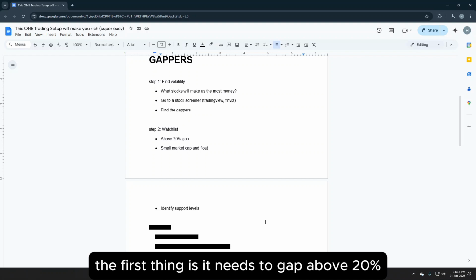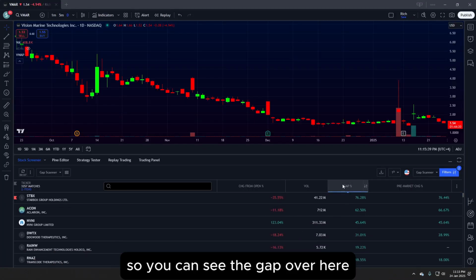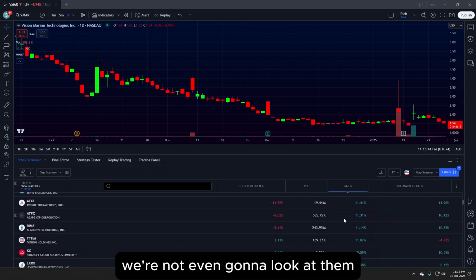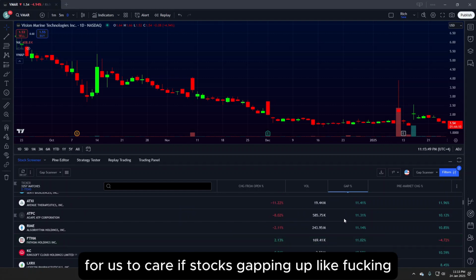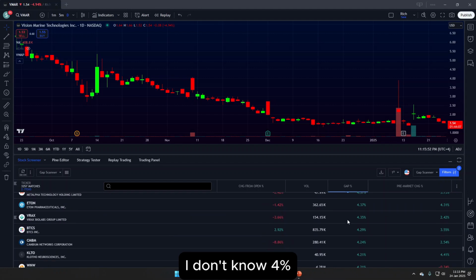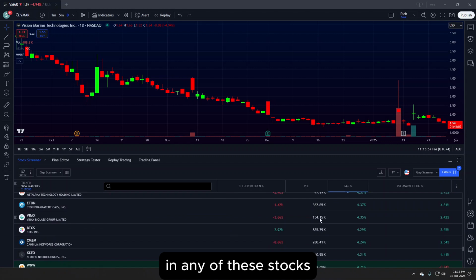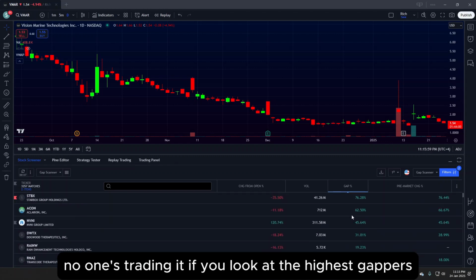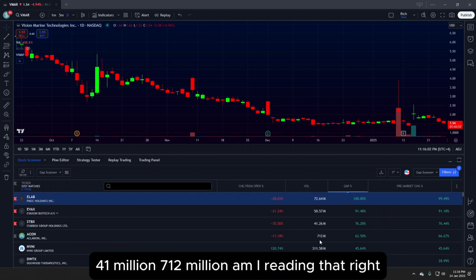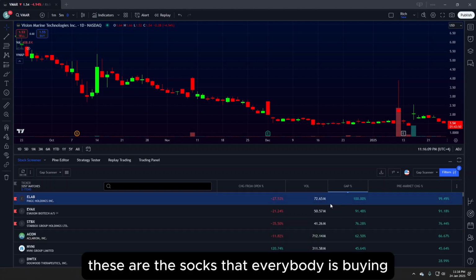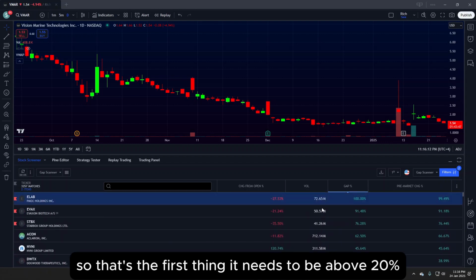Now, the first thing is it needs to gap above 20%. So you can see the gap over here and you can see the exact percentage. Every one of these stocks that are below 20%, we're not even going to look at them. The reason is because they're not high enough for us to care. If a stock's gapping up like 4%, you can see it's not going to do anything. There really is not a lot of volume in any of these stocks. No one's trading it. If you look at the highest gappers, look how much volume there is. 72 million, 50 million, 41 million, 712 million. Am I reading that right? Yes, I am. 712 million. These are the stocks that everybody is buying, not the ones here at 4%. So that's the first thing. It needs to be above 20%.